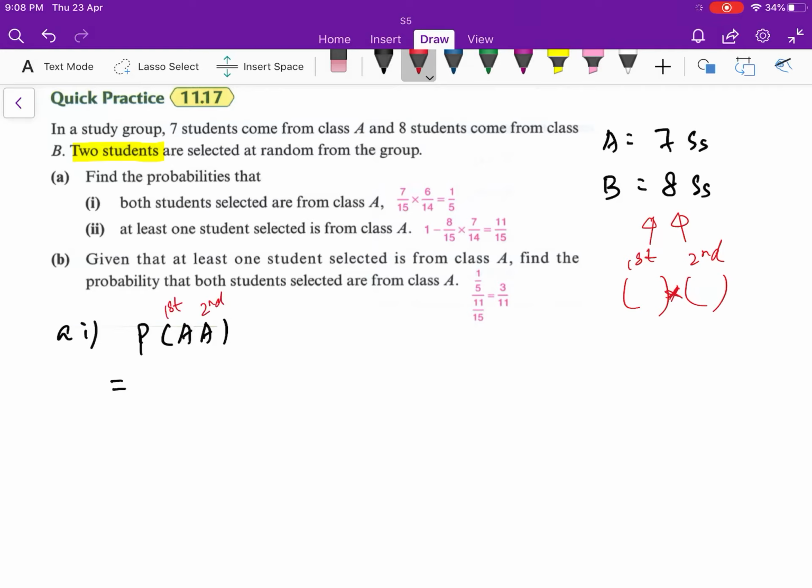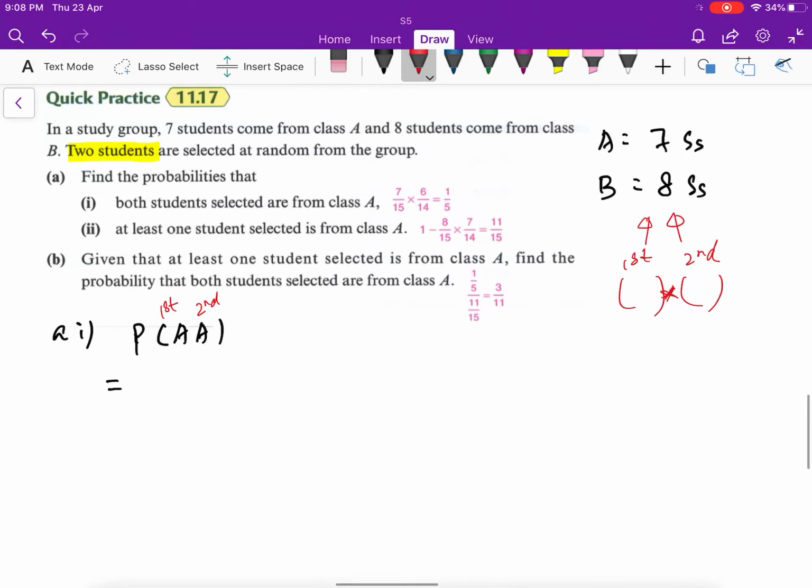Two students: the first student is A, and the second student also comes from A. So we call it the probability of AA. Now think about it. The total number of students is class A plus class B, right? Then I want to find the A students. So 7 students come from class A.